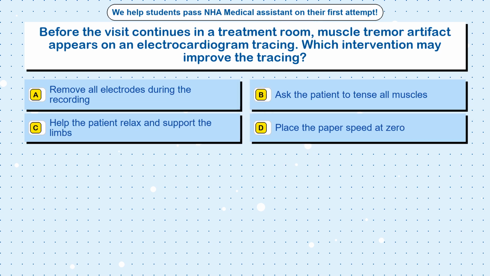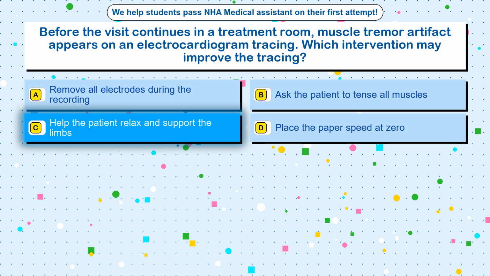Question 42. Before the visit continues in a treatment room, muscle tremor artifact appears on an electrocardiogram tracing. Which intervention may improve the tracing? Option A. Remove all electrodes during the recording. Option B. Ask the patient to tense all muscles. Option C. Help the patient relax and support the limbs. Option D. Place the paper speed at 0. The correct answer is option C.